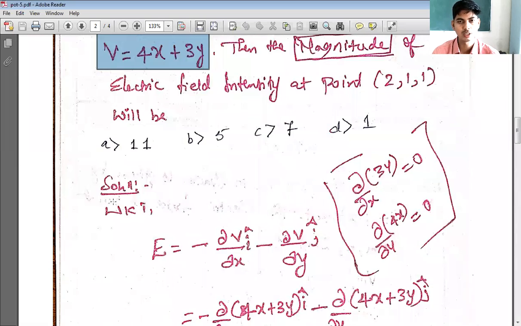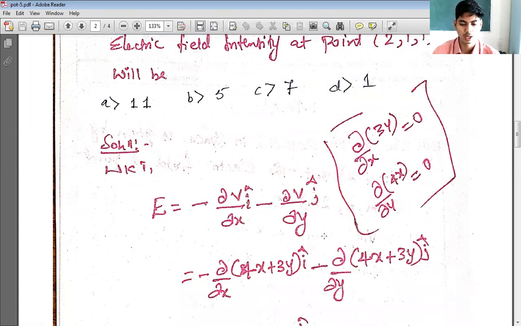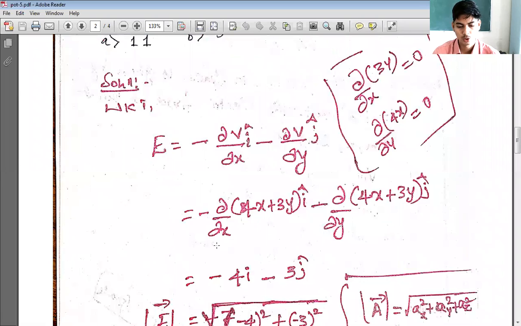So we know the relationship between electric field and electric potential when two coordinates are given. It will be E is equal to minus ∂V/∂x into i cap minus ∂V/∂y into j cap. V is known to us. V is 4x plus 3y; minus ∂(4x plus 3y)/∂x into i cap, and minus ∂(4x plus 3y)/∂y into j cap.